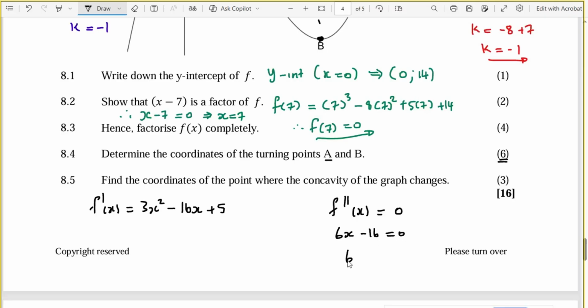Then you solve for x. So this will be 6x equal to 16. Divide both sides by 6. Therefore, x is equal to 8 over 3. The question said, find the point. We have the x, we need to find the corresponding y. We have to use the original equation to find the corresponding y value. So this will be x, which is 8 over 3, to the power 3, then we're going to minus 8x squared.